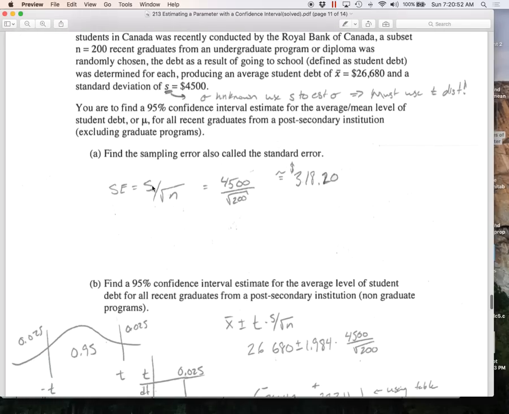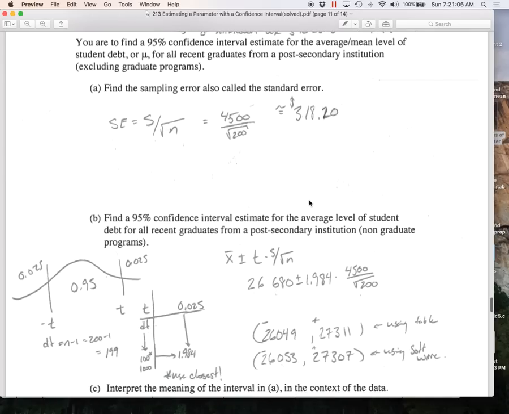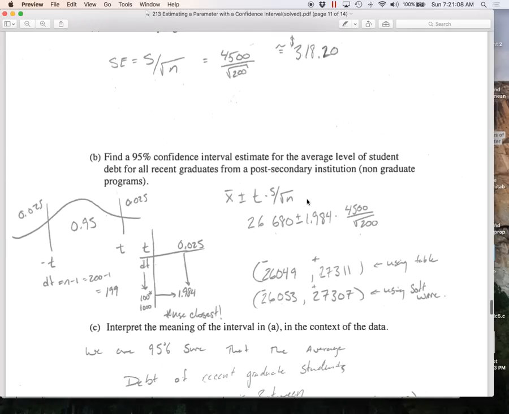Find the sampling error. This is just S divided by root n. This is also called the standard deviation of the sampling distribution. Okay, so this is 4,500 divided by root 200. Here's the standard deviation of the sampling distribution. If I wanted to be 95% sure of an interval that I make, then I'm going to use this formula. Okay, so here I know what X bar is.